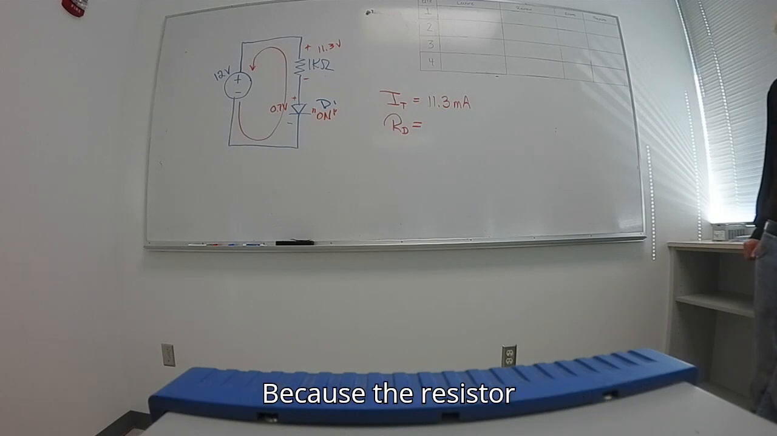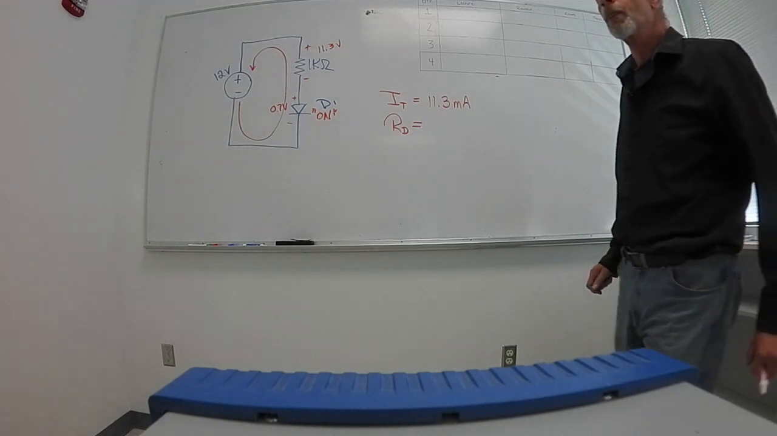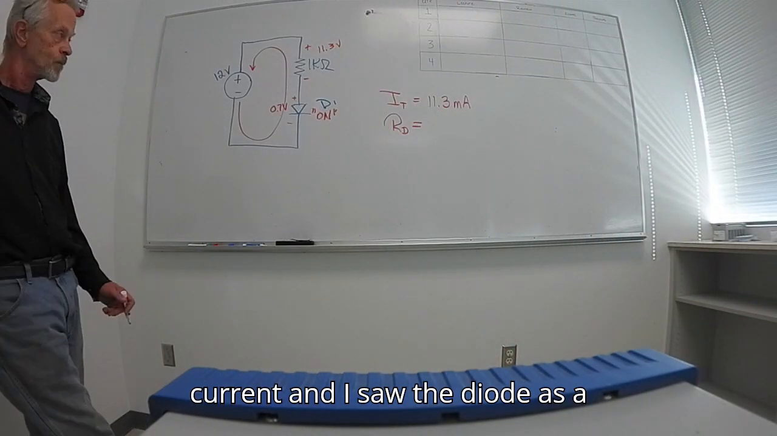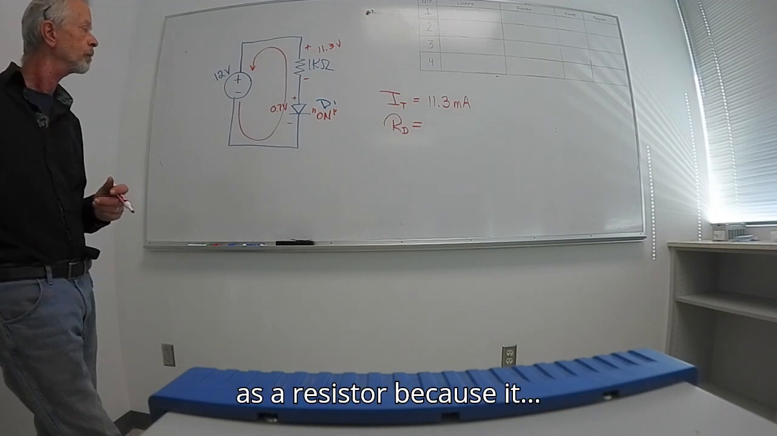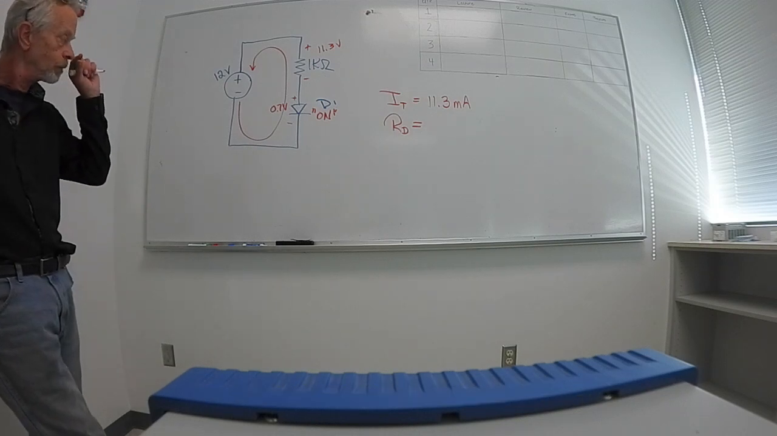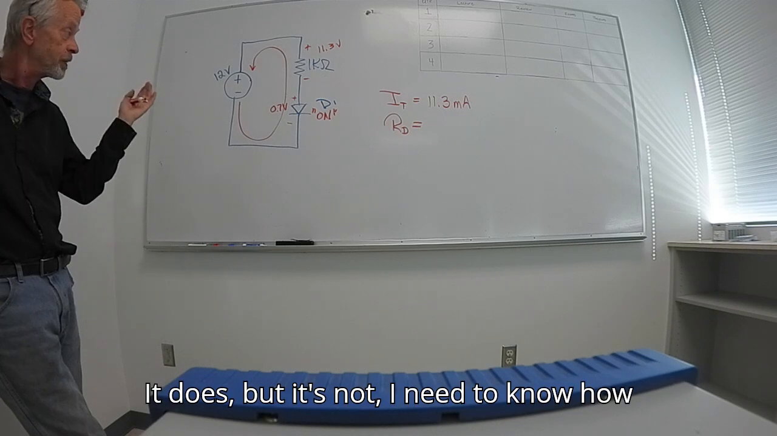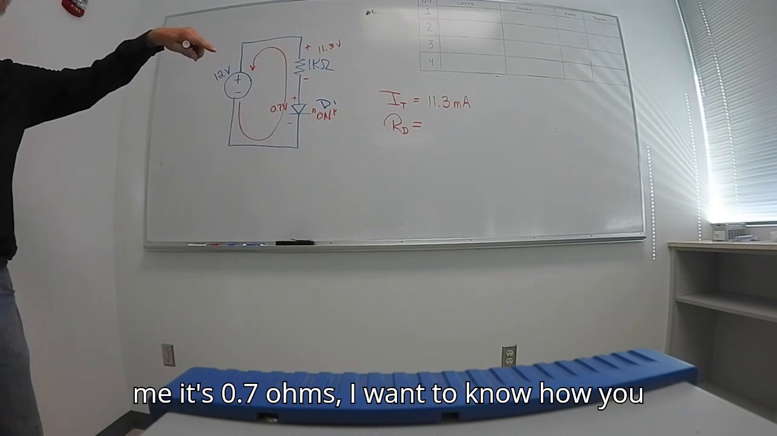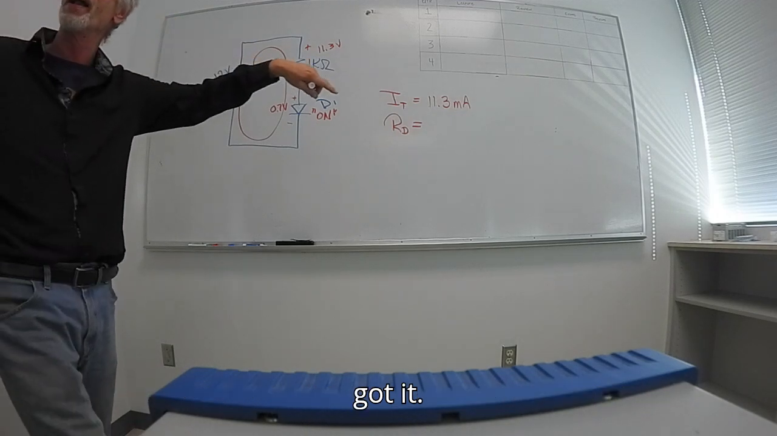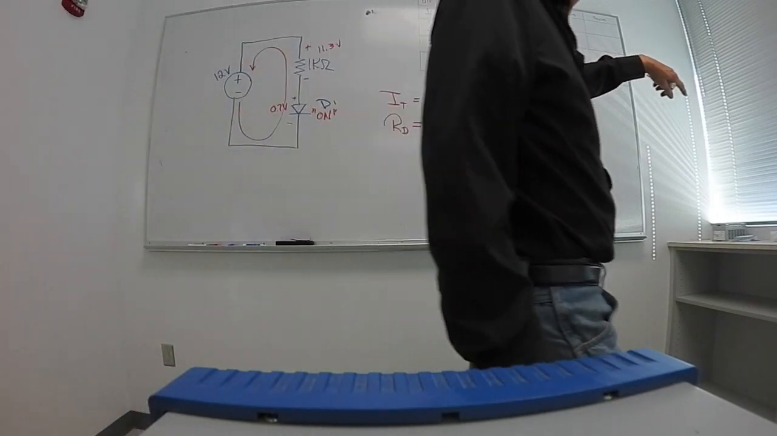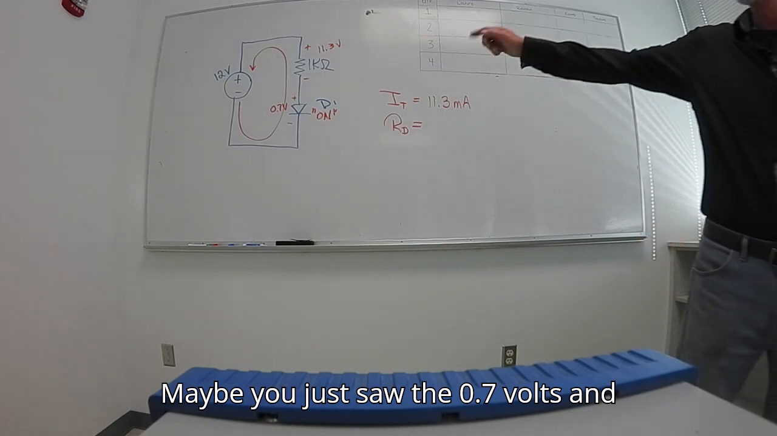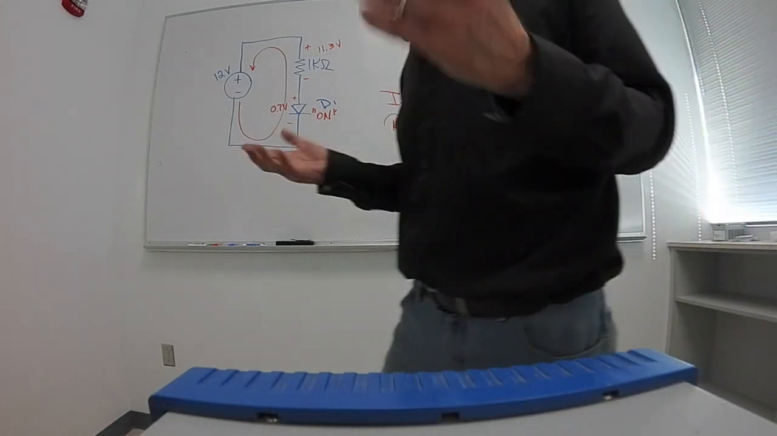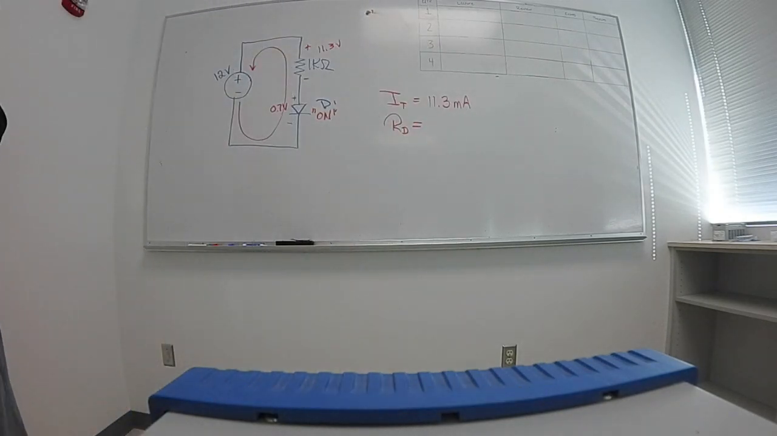Because a resistor slows down the current, and I saw the diode as a resistor because it does, but I need to know how you calculate it. If you're going to tell me it's 0.7 ohms, I want to know how you got it. Maybe you just saw the 0.7 volts and assumed it would be the same number. Yes. Okay, well, that's not correct.